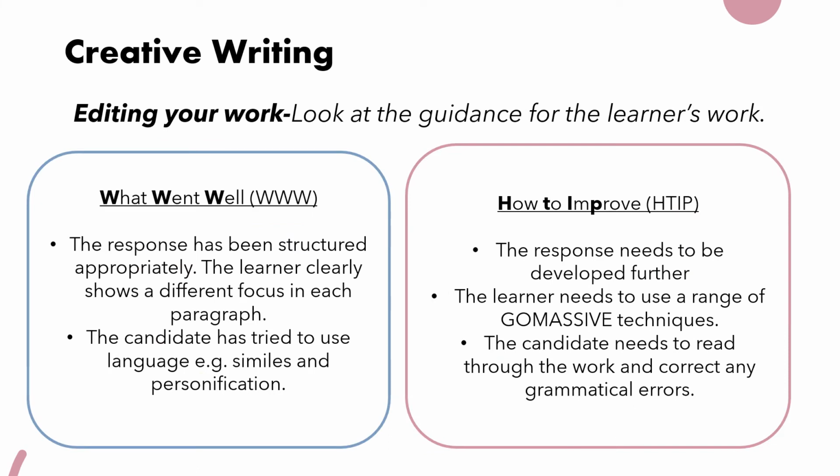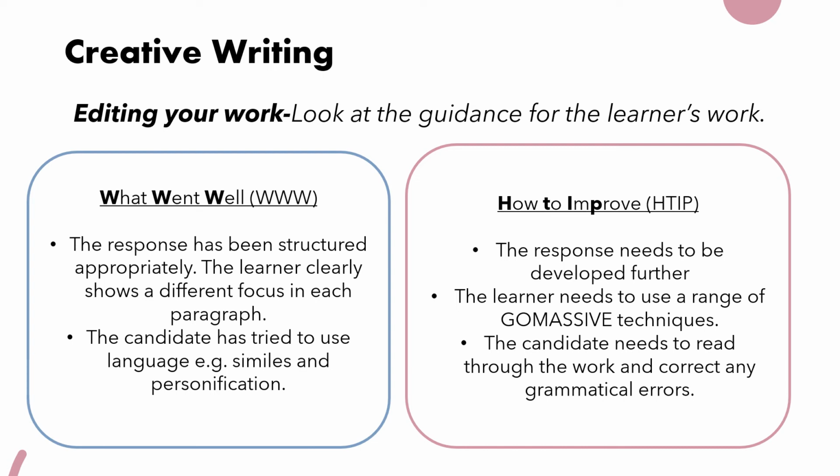Look at the guidance below for the learner's work. So here we can see this is the typical kind of thing that you might be getting if you were to do a piece of work in a normal English lesson. After a normal assessment, if it's just a quick assessment in class, the very least you should have is a what went well and a HTIP, or how to improve, or even EBI.